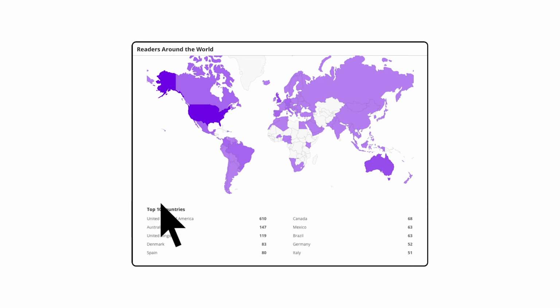The Readers Around the World metric breaks up your audience by country, allowing you to pinpoint where your readers are located. You can use this metric to expand your brand, target a global audience, and further understand the communities your content resonates with.